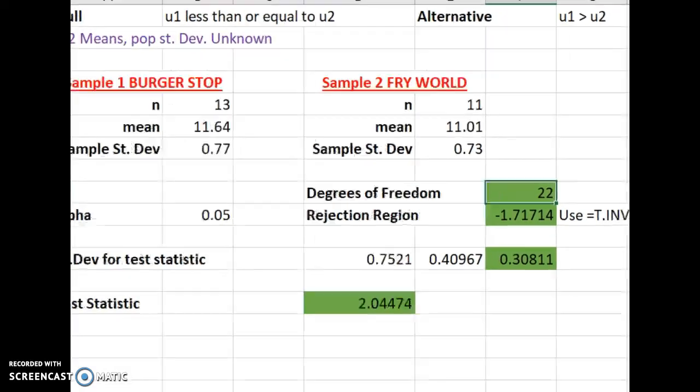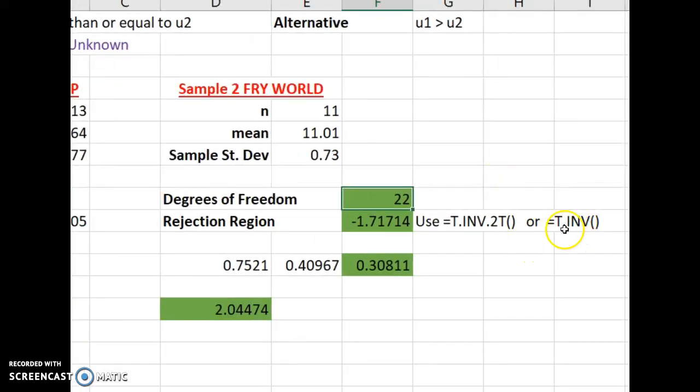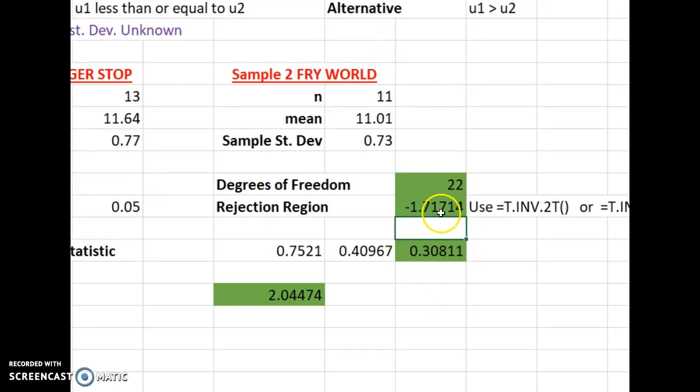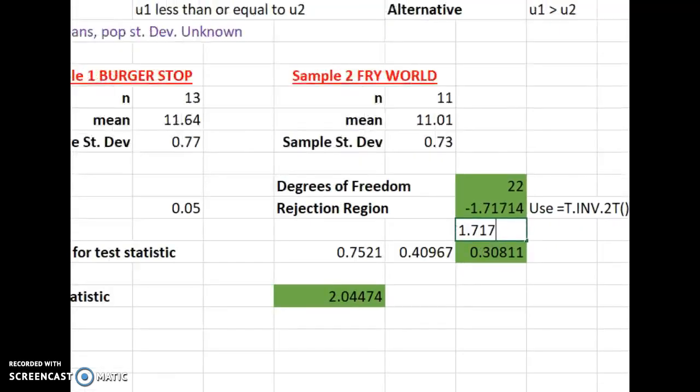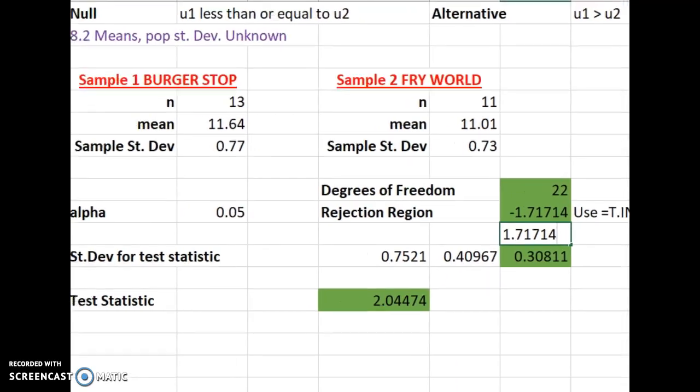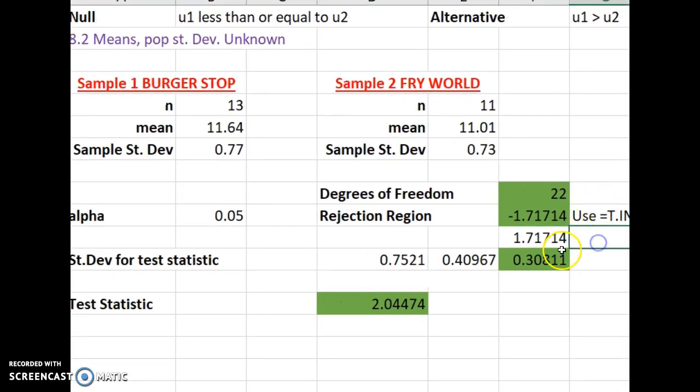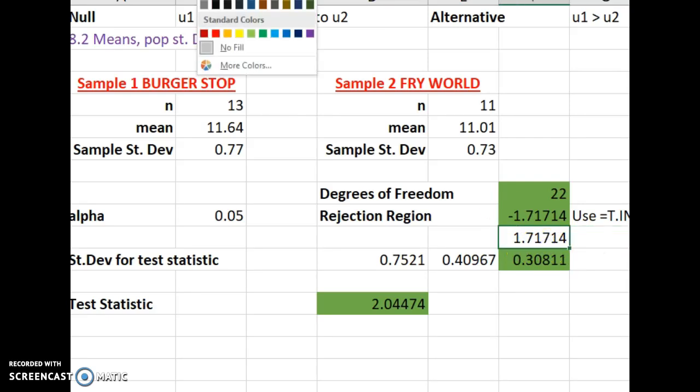So for our rejection region for a one-tailed test, we would use T.INV, which is one-tailed. Let me click there so we can see the formula. We put our alpha in there, 0.05, and then our degrees of freedom. And Excel gives us back not the probability, but the critical value for the rejection region for a left-tailed test. Now, ours is a greater-than alternative, so we really want a right-tailed test, so our actual critical value is the positive version of that. Excel only has a formula that gives the left-tailed, so this is our actual critical value here.